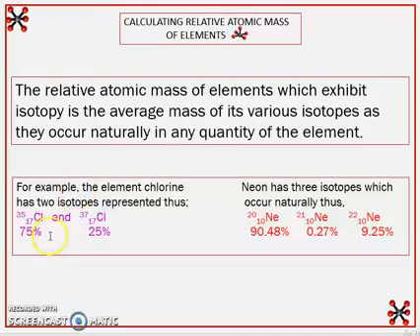Elements that exhibit isotopes will get their atomic mass from the average mass of the various isotopes in relation to how they occur naturally in quantity. Already you know the meaning of average. But what do I mean by how they occur naturally in quantity?